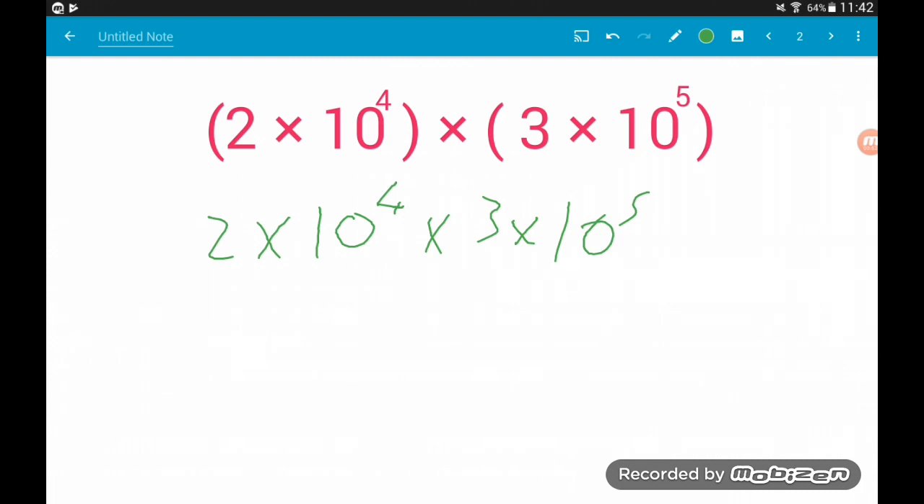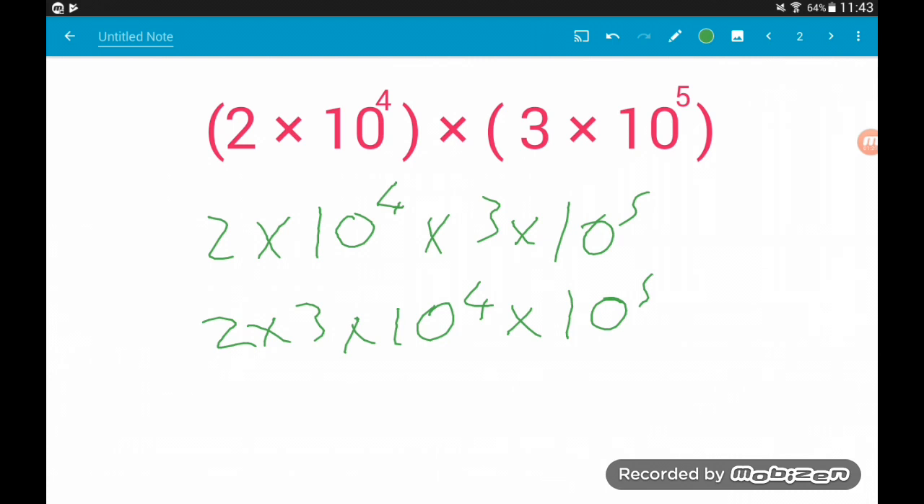So what we can do is reorder this multiplication so that the same kind of terms are sat next to each other. So what I mean by that is we could write it as 2 times 3 times 10 to the 4 times 10 to the power of 5. So we've got the two normal numbers sat right next to each other and the two power of 10 terms sat next to each other as well. So what do we do then? Well, we just carry out the multiplications.